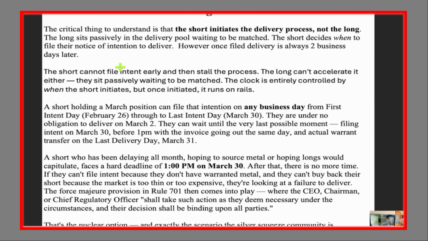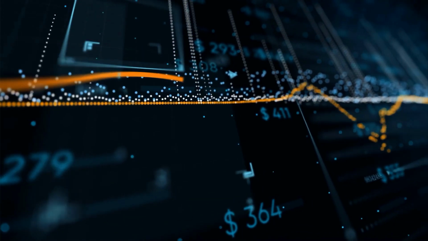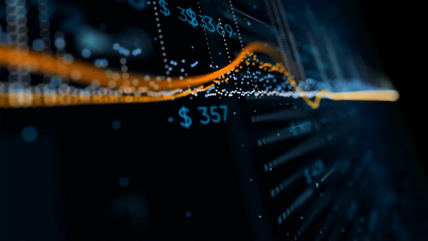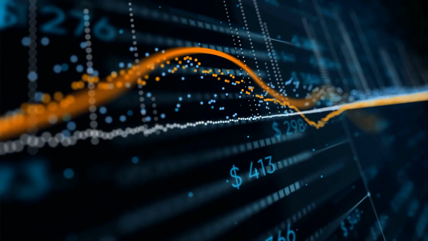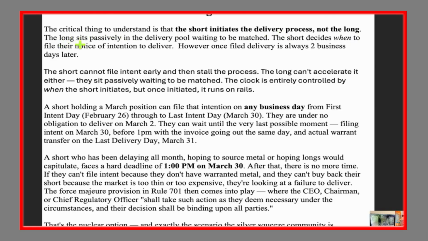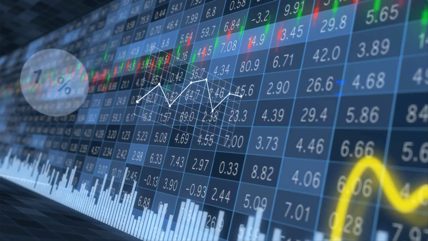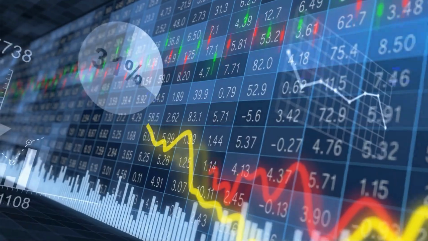So those longs who have not closed their position by the end of February will be signalling an intention to receive the silver and presumably take it off the exchange and use it for something. So the short initiates the delivery process, not the long. The long just sits there passively in the delivery pool waiting to be matched, which can come any day in the month of March. The short decides when to file their notice of intention to deliver.